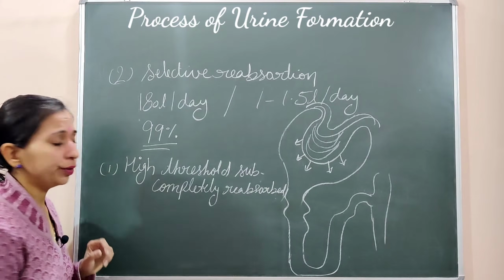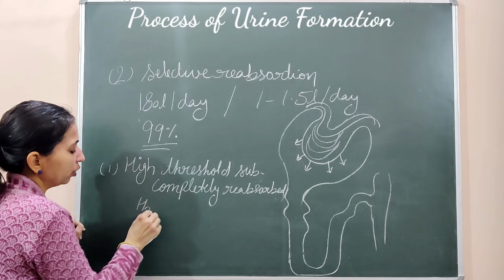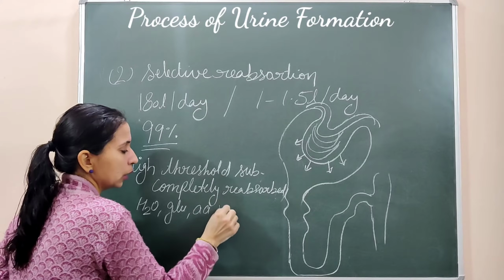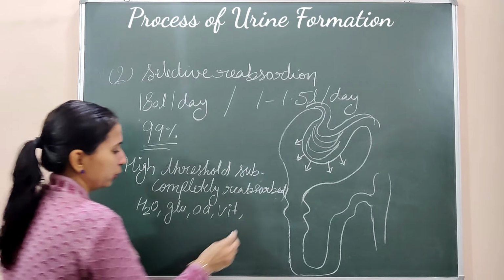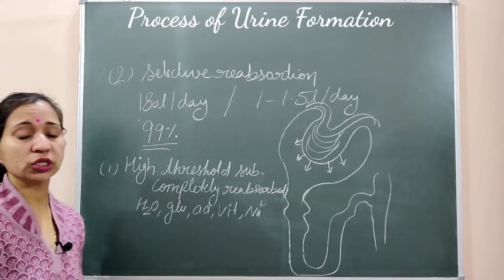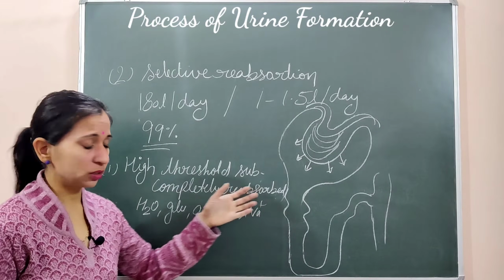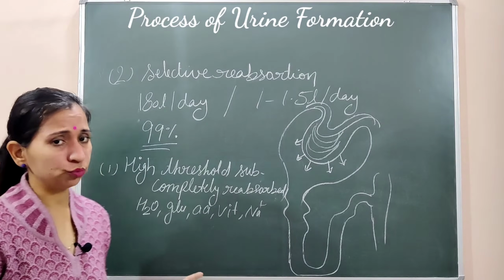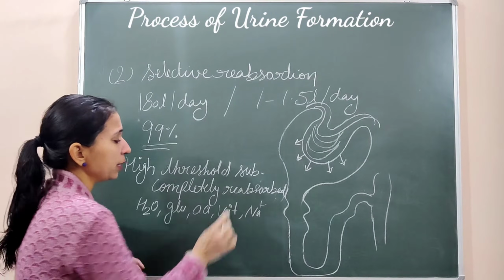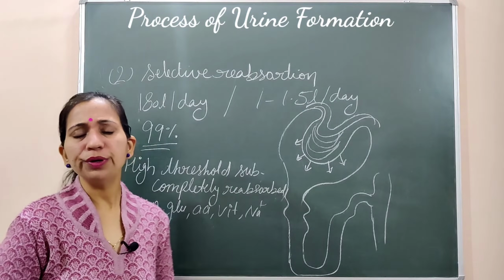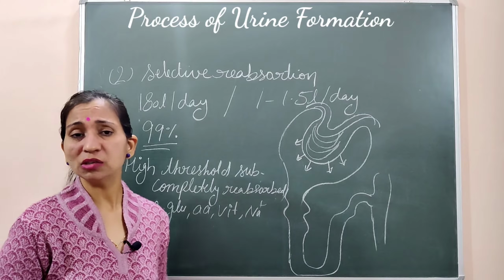And what do we include here? We include water, glucose, amino acids, vitamins, and salts like sodium ions, etc. These are the high threshold substances, which are reabsorbed by the body again, completely. Okay. Now, within this there is one more thing. We said they are completely reabsorbed, but it should be reabsorbed according to their renal threshold.